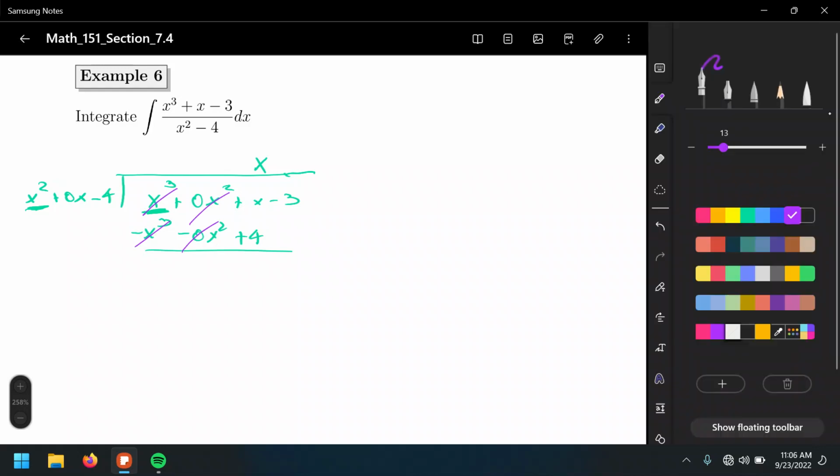And x plus 4x, that's a 5x minus 3. Drop the next term. Now, this is the first remainder of the division algorithm here. We need to look at the degree of this remainder. If this remainder is of the same degree or higher than that of the divisor, we need to continue doing this polynomial long division. Otherwise, like in this case, the degree is 1. This degree is below the x squared. So in this case, we're done with the polynomial long division.